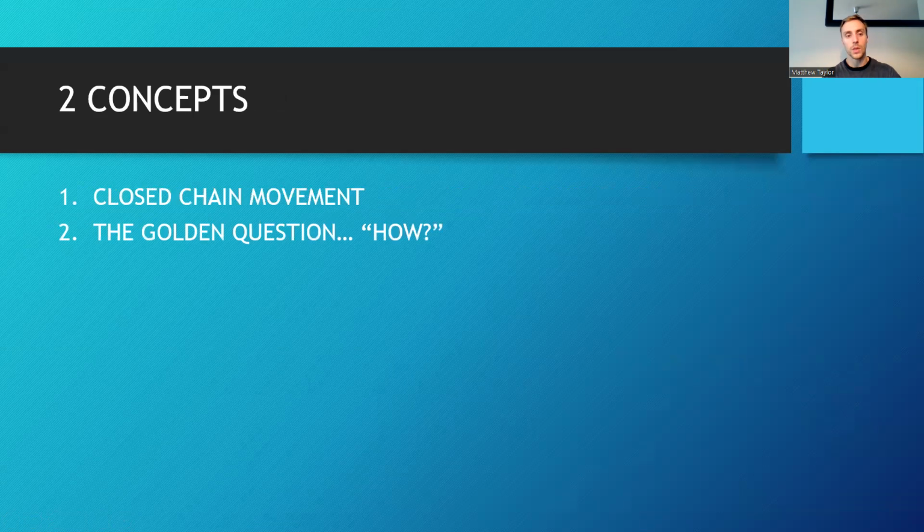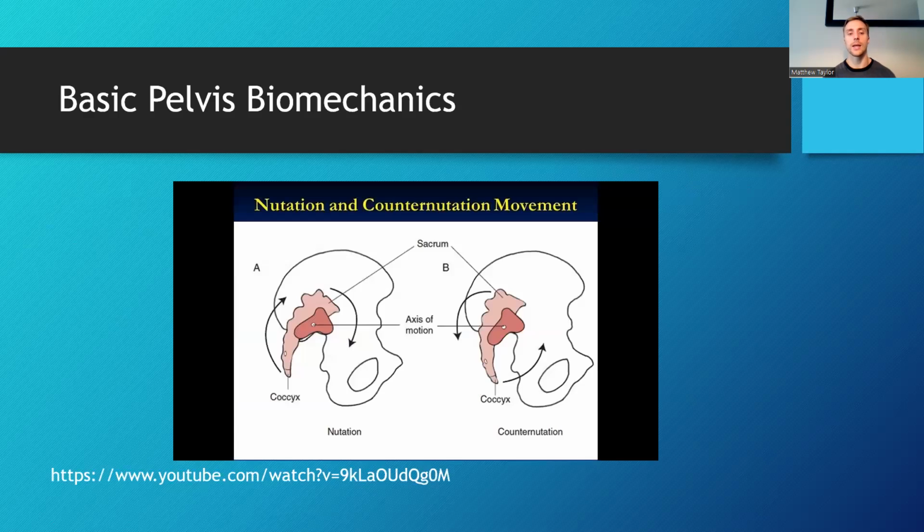So with that said, the two concepts that we need to be talking about today are, first of all, closed chain movement. We'll get into detail on what this is and how it applies to your squat and deadlift. And then the other question is how, right? And we'll elaborate on both of these as we go. So with that said, we need to talk about how the pelvis works.